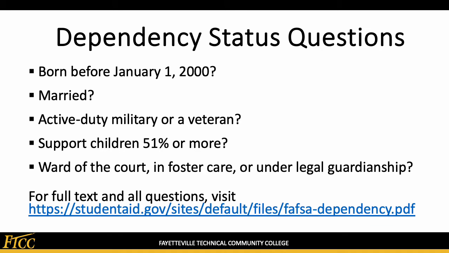Dependency status questions. Were you born before January 1, 2000? Are you married, active duty military or a veteran, supporting children 51% or more, a ward of the court, in foster care, or in legal guardianship? These will consider you independent. For more information, you can find these questions by visiting studentaid.gov under dependency status.